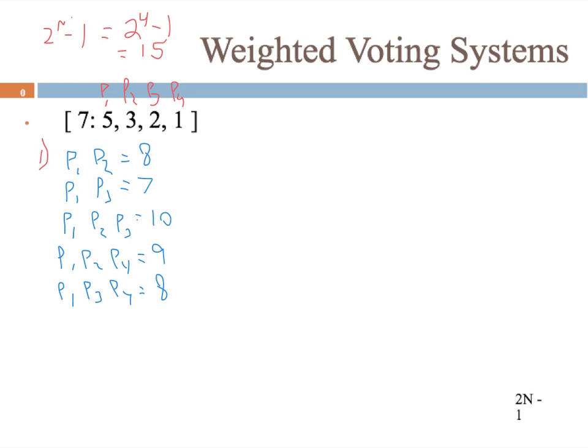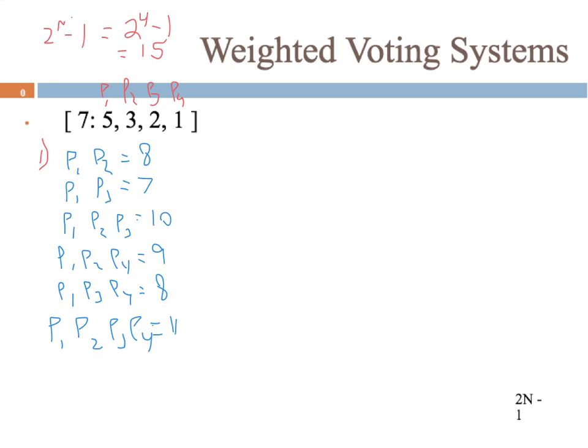Okay, and at this point, there are no more triples that could work. We couldn't use player 2, 3, and 4 because that only adds up to 6. So the last winning coalition is going to be the grand coalition of all players, and that total coalition is going to add up to 11, so we know that works. Alright, so that's the first step.